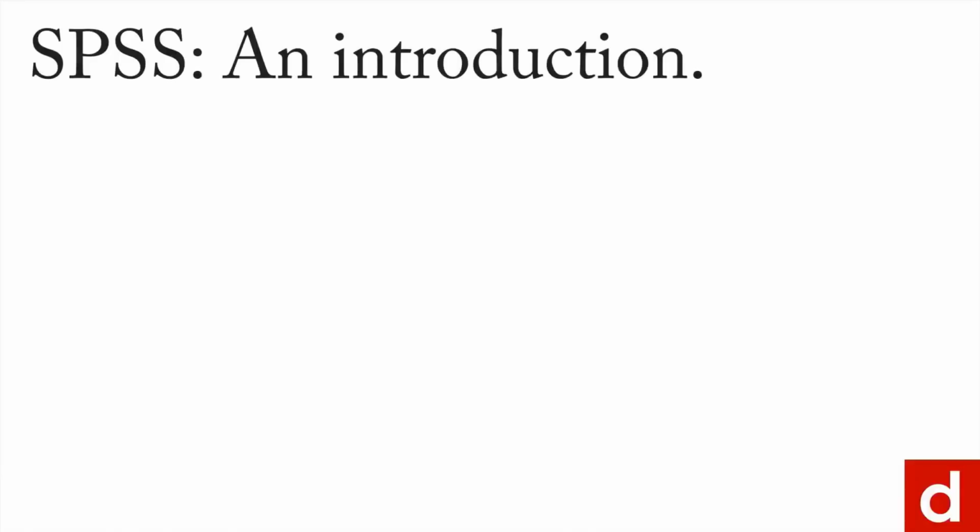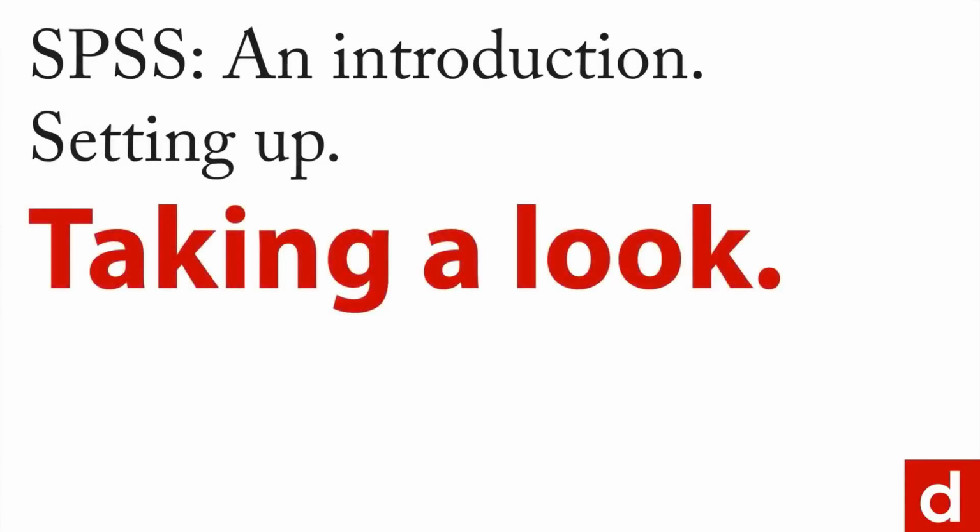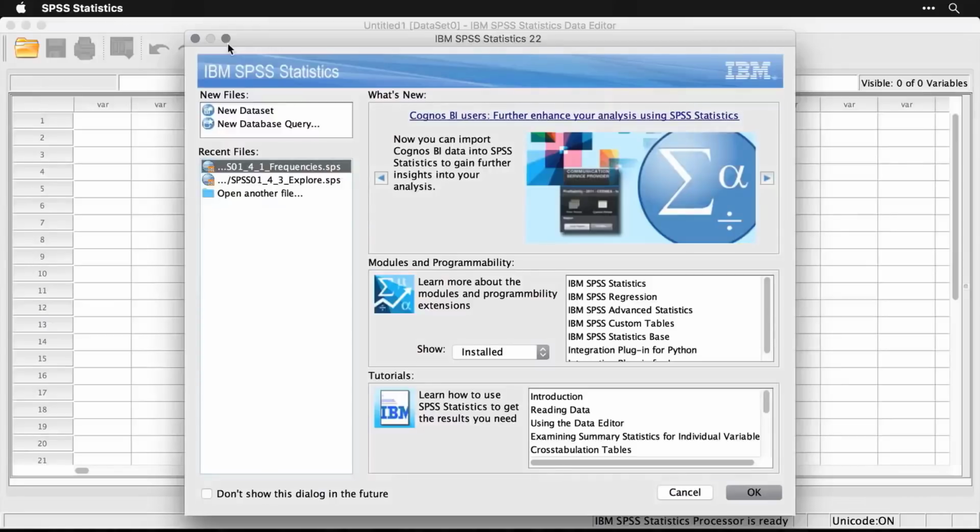The next step in SPSS in introduction and setting up is simply taking a look at SPSS and seeing what the program's like. And the easiest way to do that is to just open it up. When you first open SPSS, you'll get this introductory splash screen that gives you an opportunity to open up some files, recent files, and learn more about various things that you can get from SPSS. If you want to, you can click on this box, don't show this dialog in the future, then you won't have to deal with it again. You can also just press cancel.